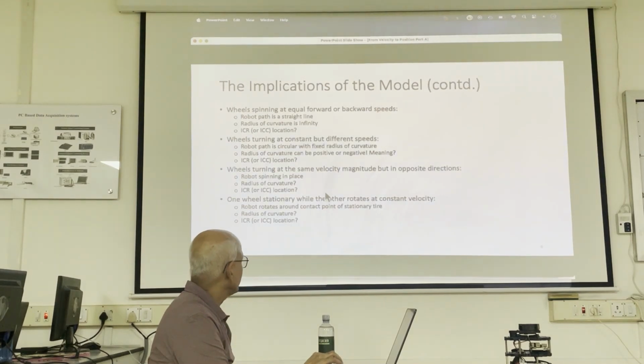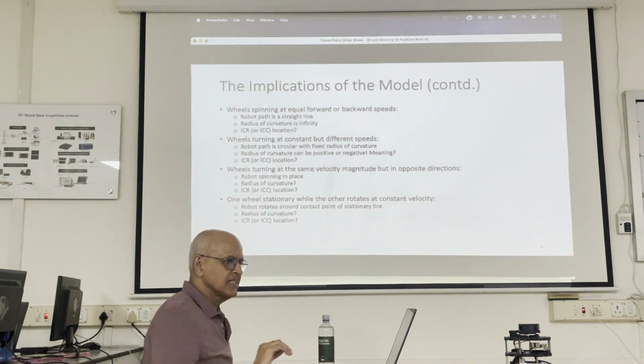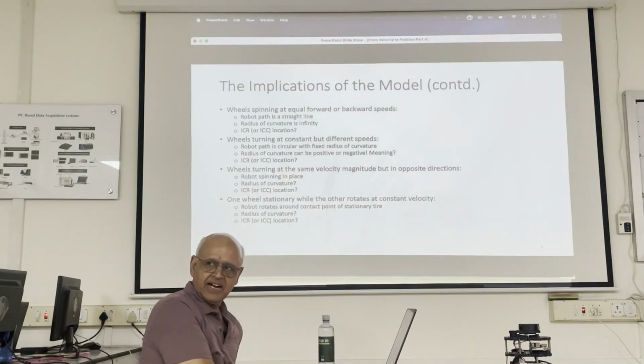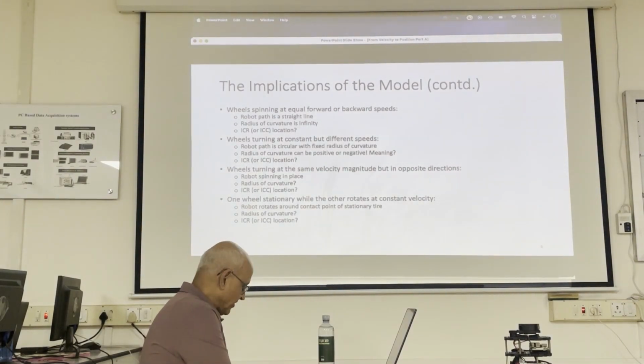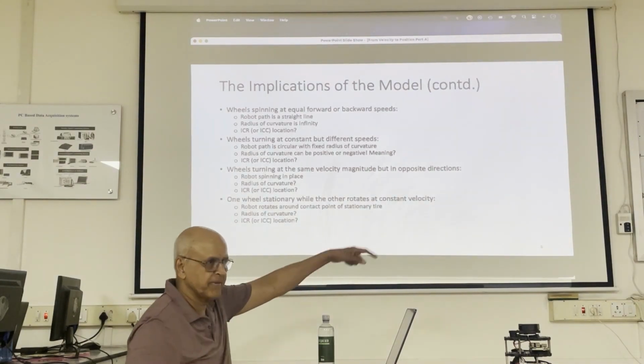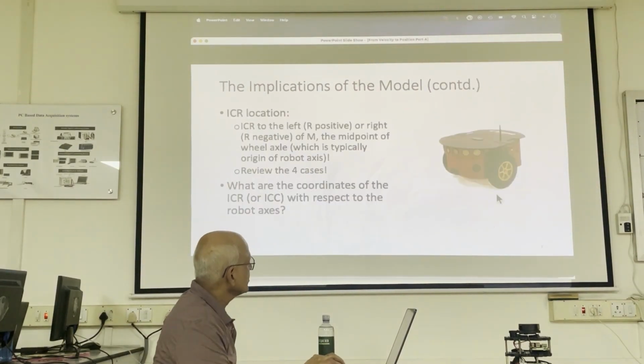One wheel stationary while the other rotates at constant velocity. Huh? Rotates around the contact point. The point will be the stationary wheel. The wheel that is stopped, the center of curvature is below that. You agree? The center of curvature is directly below that wheel. What is the radius? It is 2L. 2L will be the radius, right? It can either go this way or you can stop this wheel and make it go this way. Yeah. So this is the Pioneer.